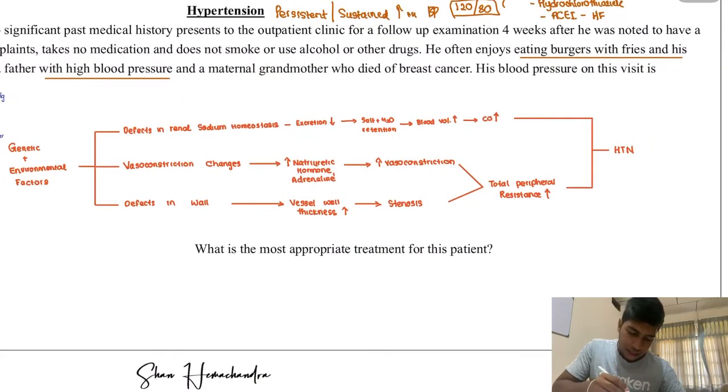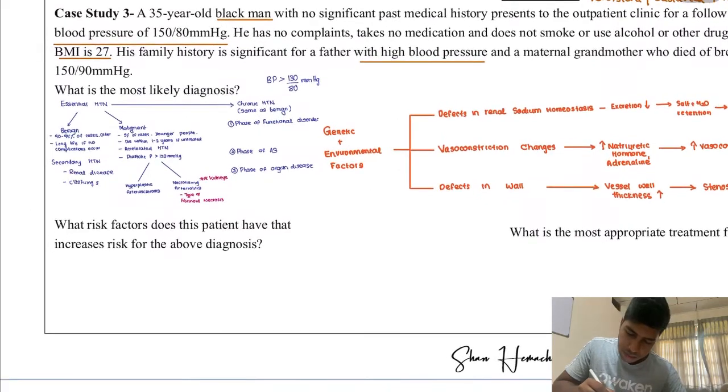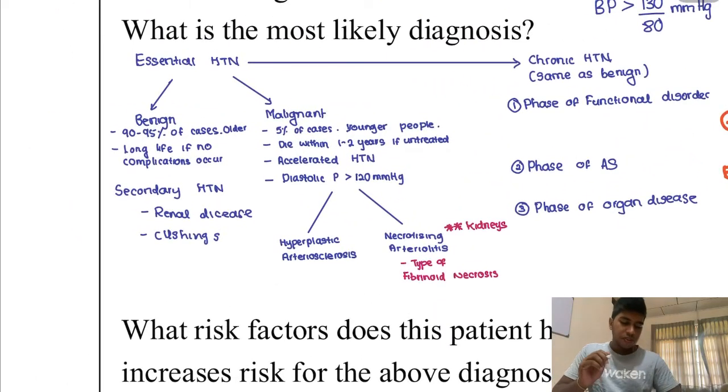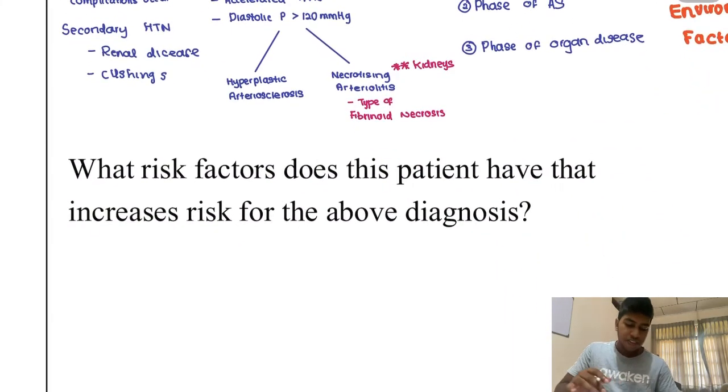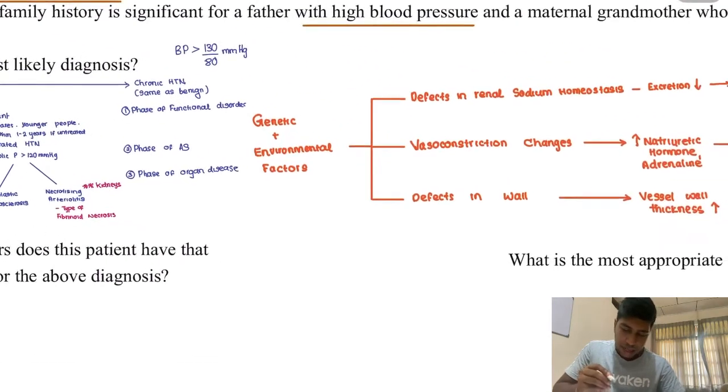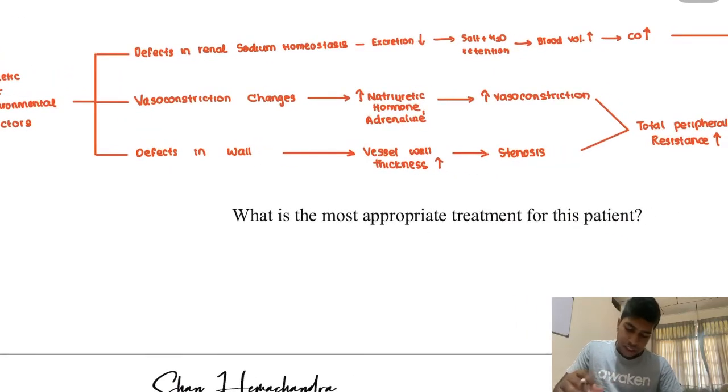Family history for a father with high blood pressure, and a maternal, that part does not matter actually, who died of breast cancer. His blood pressure on his visit is 150/90. On the second visit, it's high. What is the most likely diagnosis? The most likely diagnosis is essential hypertension of benign type. I will explain this. And what risk factors does this patient have that increases the risk for the above diagnosis? That's for you to do.